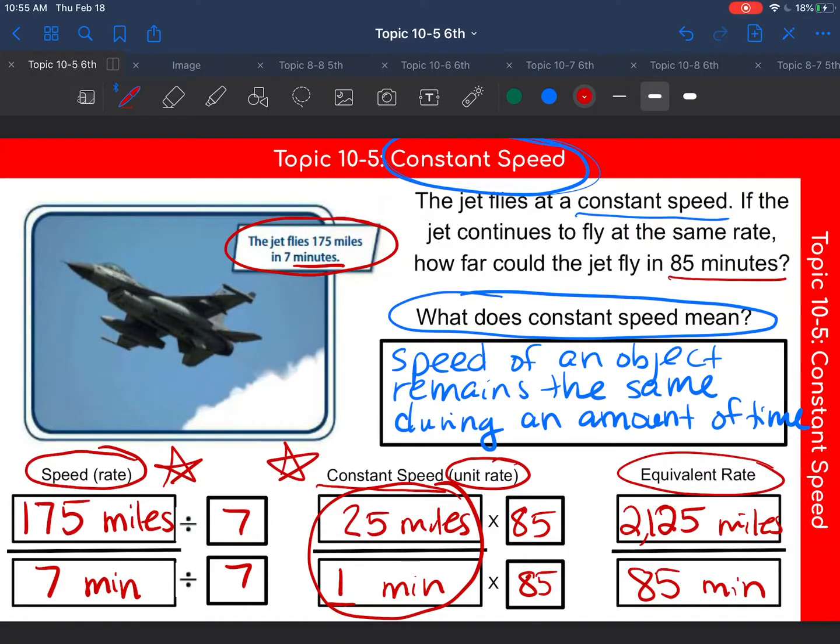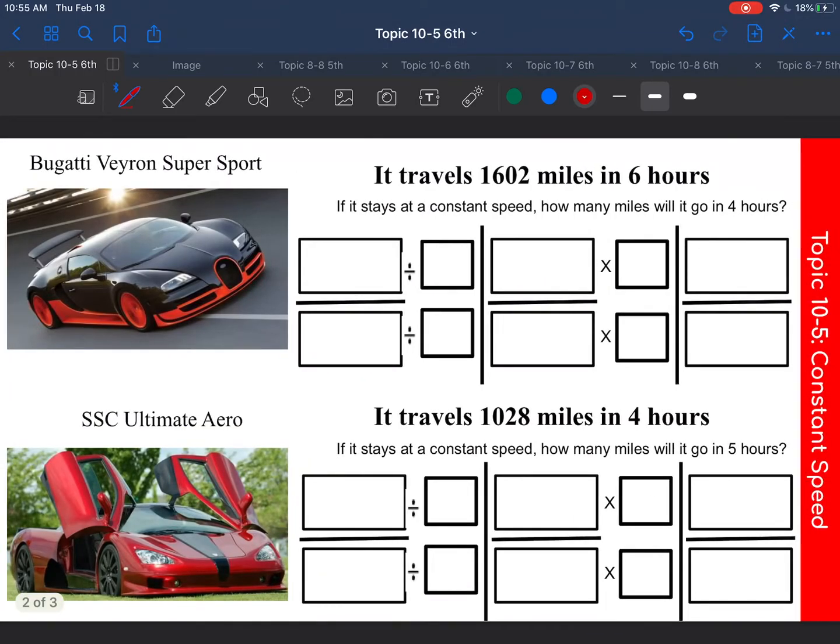So we've done a problem very similar to this where you find the rate, find the unit rate, and then from that unit rate, you can find many equivalent rates. And this is one of them. In 85 minutes, the jet plane will travel 2,125 miles. So we are going to be talking more about finding constant speeds, and we're going to do that by finding the constant speeds of some of the fastest cars in the world.